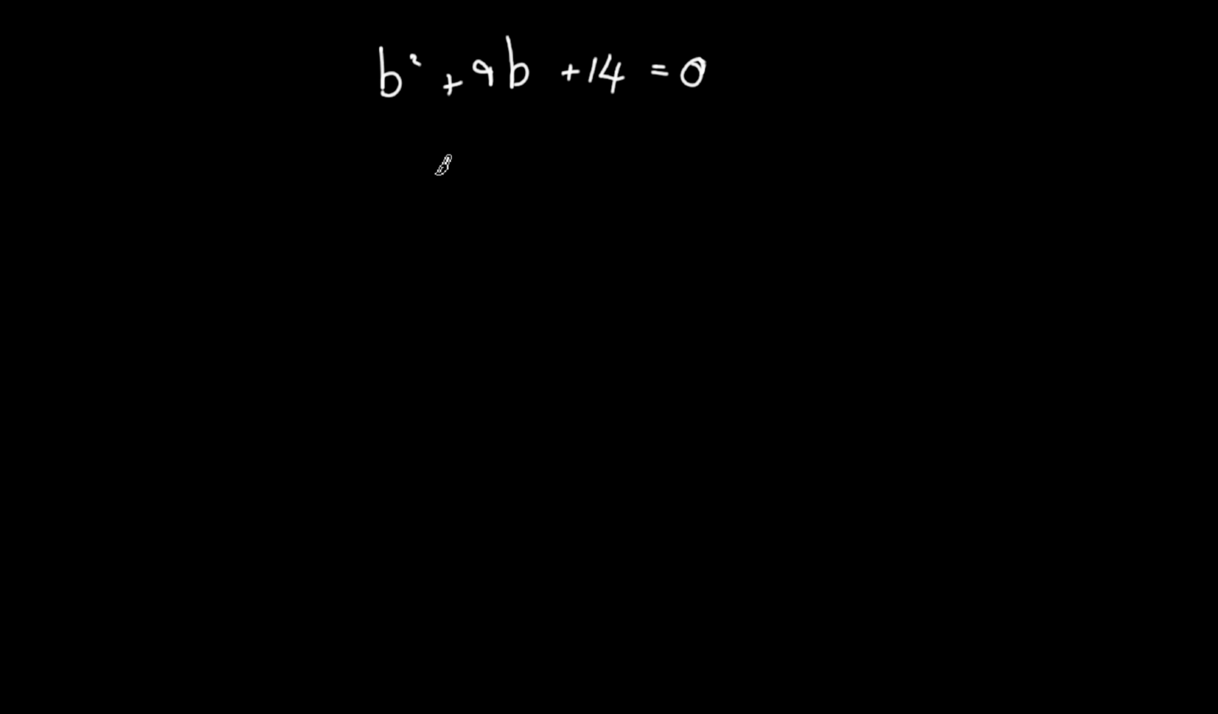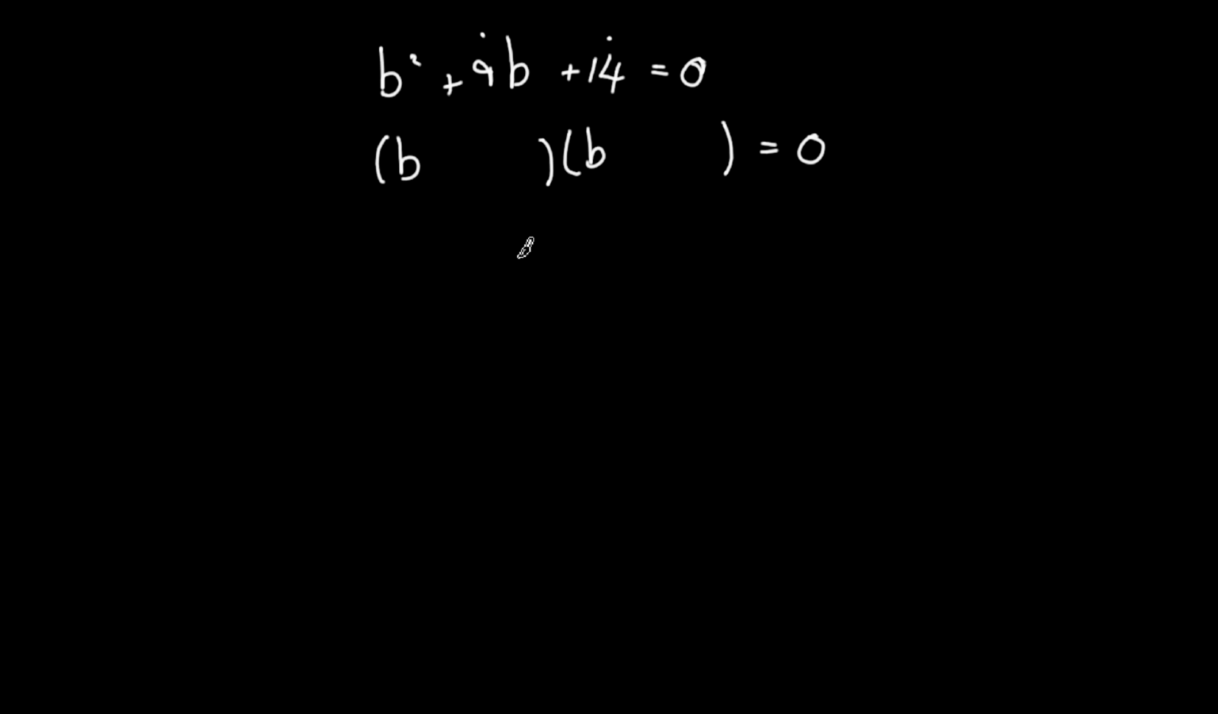Okay, so for this quadratic equation over here, the first step would be to factorize. Since I know the variable is b, I'm going to place b in both brackets, make that equal to 0. So what two numbers can I multiply in order to give me 14? And if I were to add or subtract them, it would give me 9.